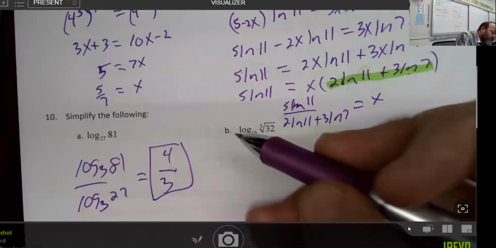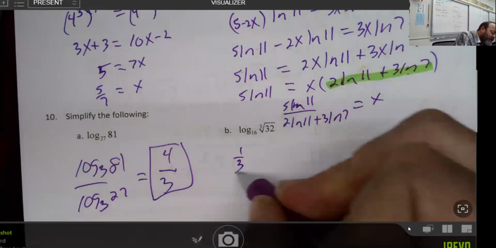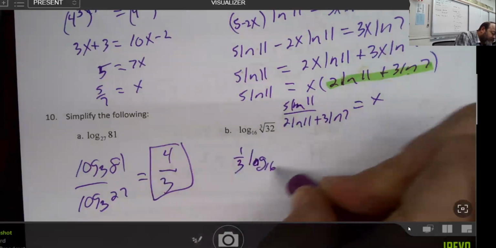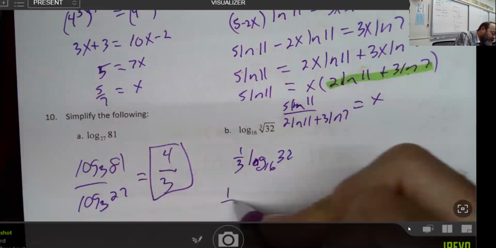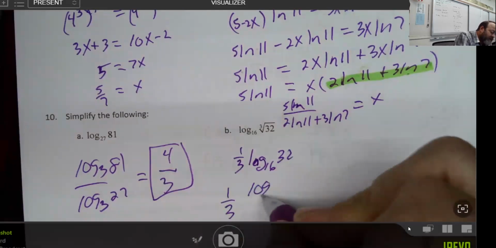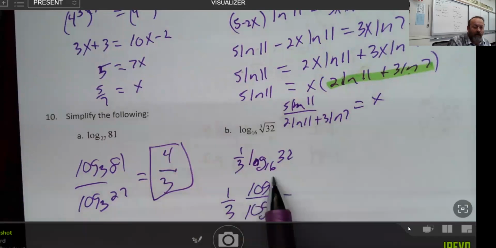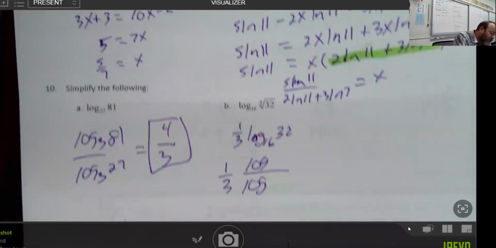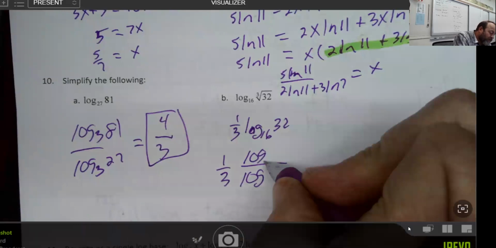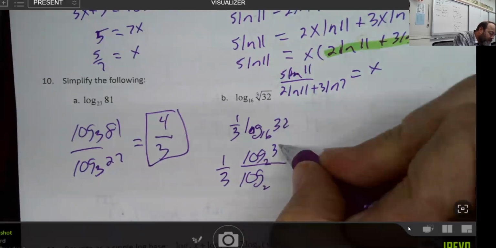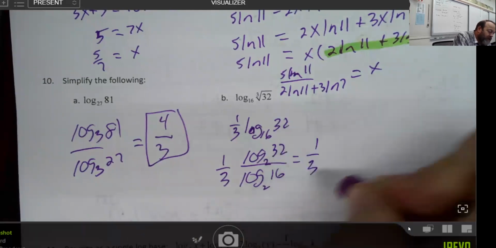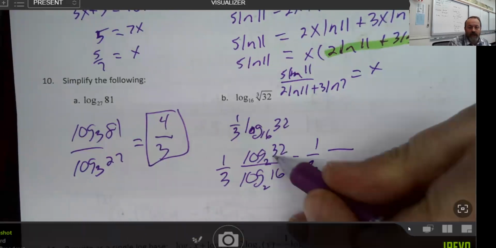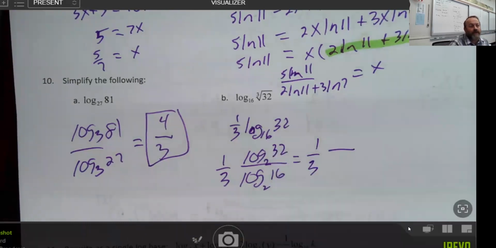So I'm going to go a little quicker through this one. This is a cube root, which is a 1/3 power. So I could bring that in front. The next thing that I notice is that I really don't appreciate the fact that this is log base 16. I would much prefer if this was log base 2. So we'll put our original question on top, our original base in the bottom. And how many 2's does it take to make up the number 32?